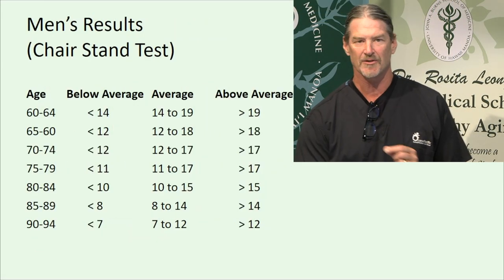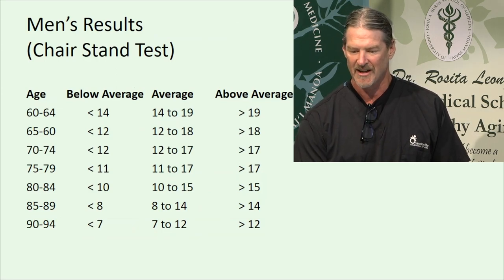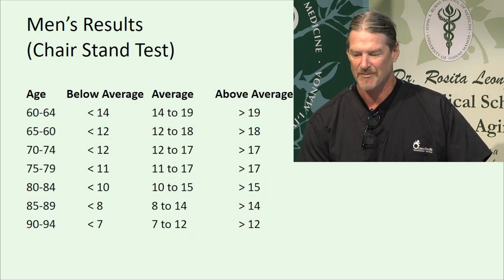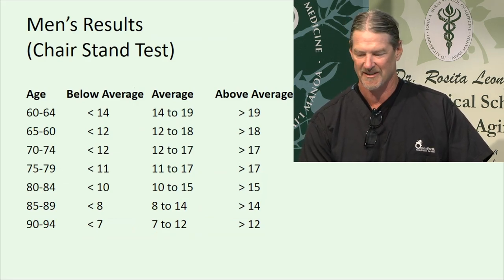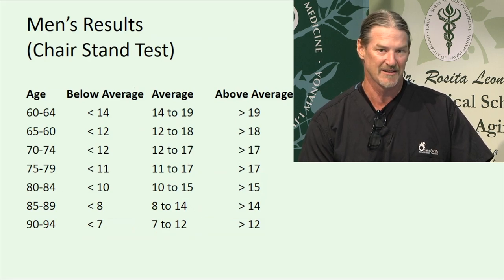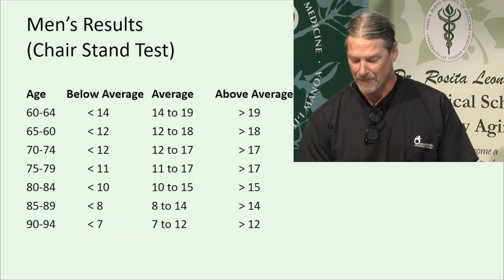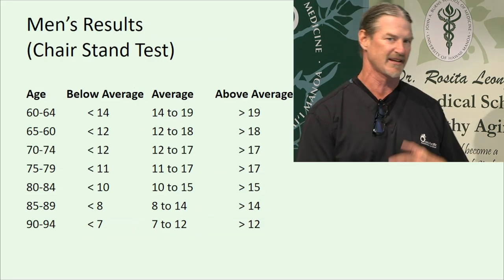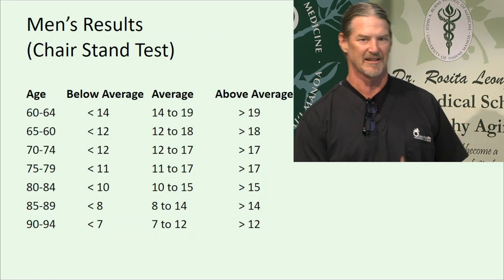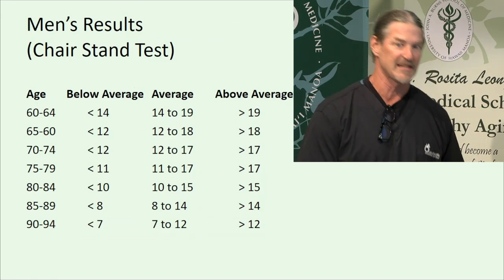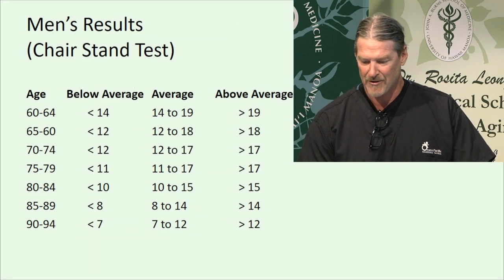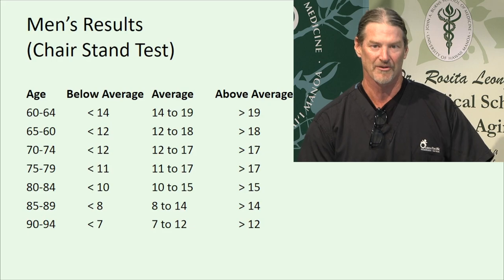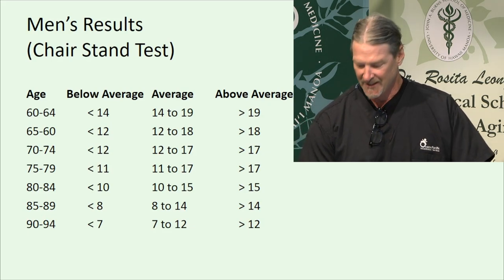So after performing that test, here are the results to see where you fall in, and it is by age group. If you're 60 to 64, then you should be able to do 19 or greater, and so on and so forth. This will give you a good idea of what your functional strength is for your legs. This is like your ability to go up and down stairs, get in and out of a car with a low seat, those types of things. So if you are above these numbers, awesome. And if you're not, that's something that we'll talk about a little later on, what you can do to get there.